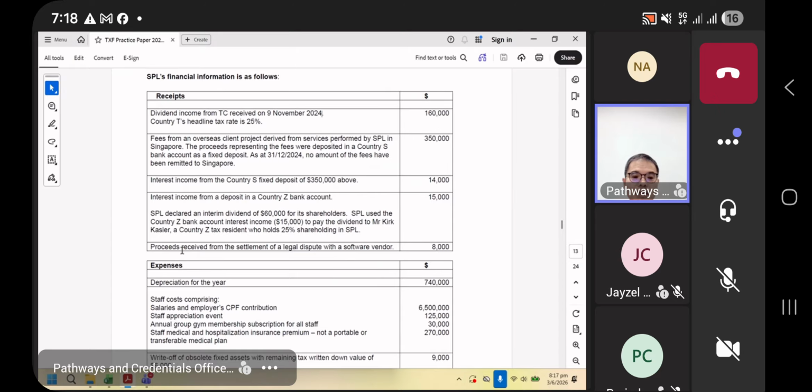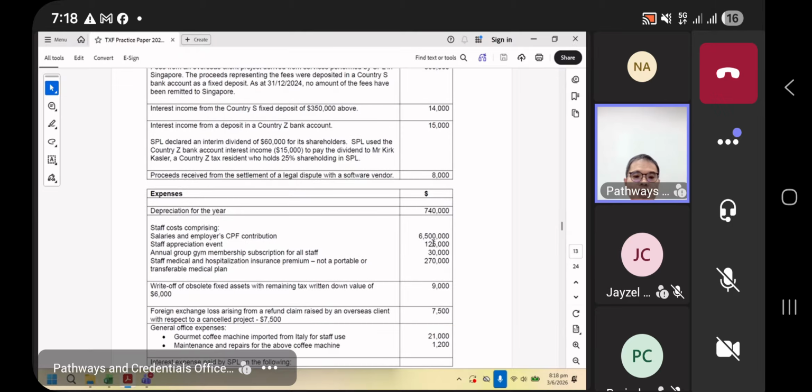Okay, and then after that, it won a case against its vendor, and received a legal settlement of $8,000. Okay, then the expenses that this company incurred will be depreciation, and then there will be some staff costs.